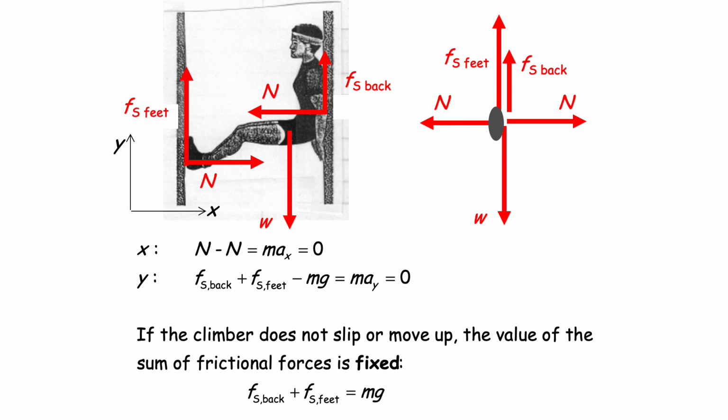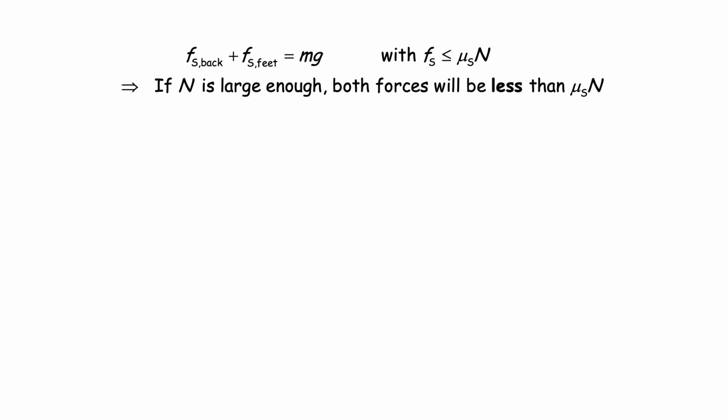So we have that the normal force minus the normal force equals max, and there's no acceleration in the x direction, so that equals 0. It's two equal and opposite normal forces. In the y direction, we have the friction on her back and the friction on her feet minus mg, her weight, equals may, and this again is a static situation, so the sum of the two frictions minus mg has to equal 0. In other words, the sum of the two frictions has to be equal and opposite to her weight, mg. If N is large enough, both forces will be less than mu sub s N.